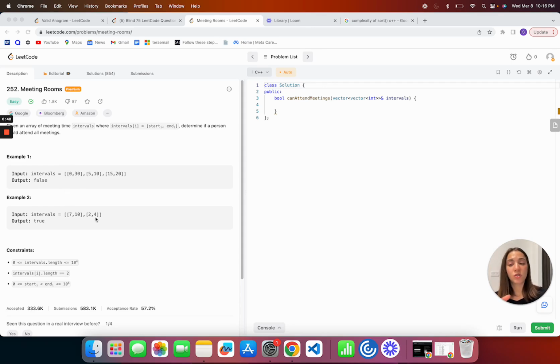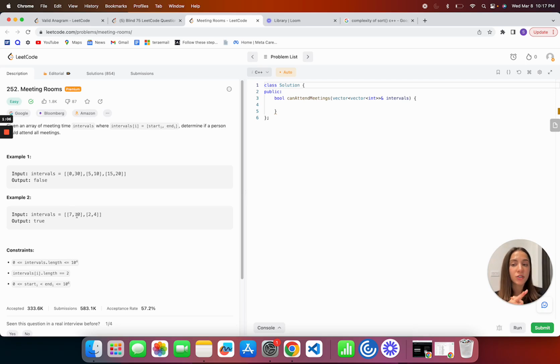If we look at example 2, we see that there is a meeting from time 2 to 4, and then there's another one that starts way after that one ends. So that's why this answer is true. We're just looking to see if there are any intersections within the intervals.